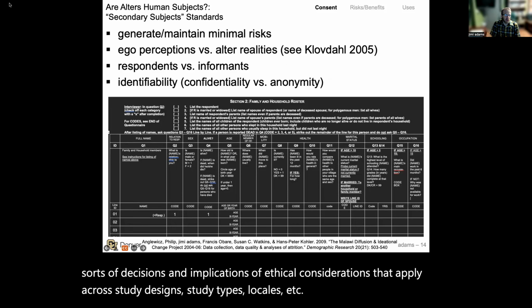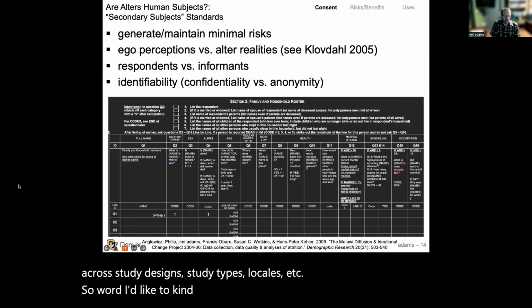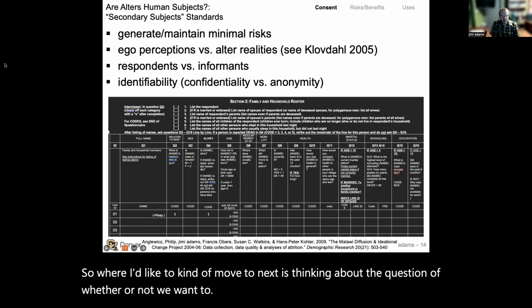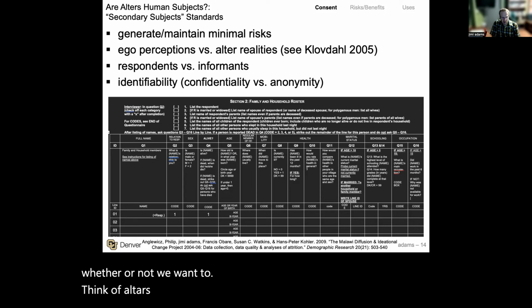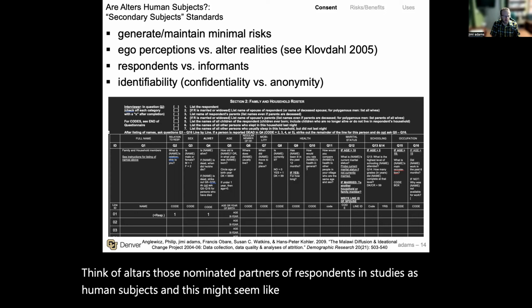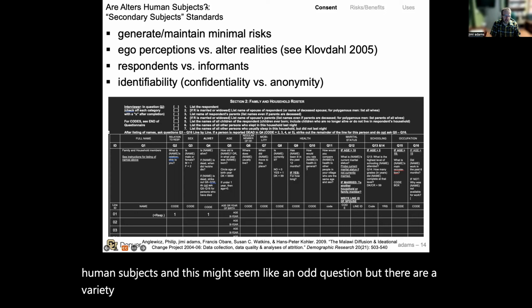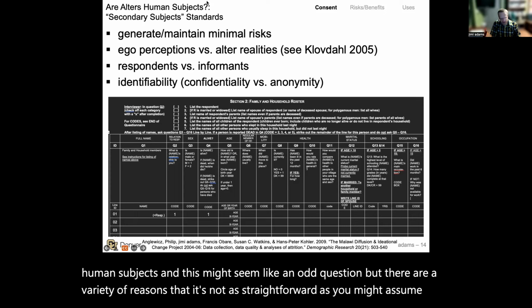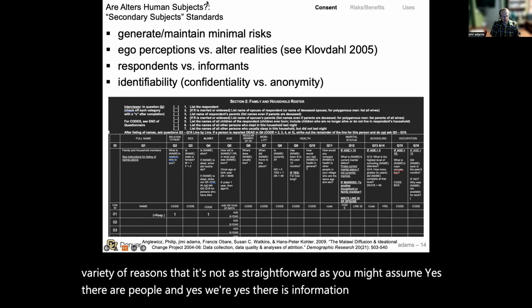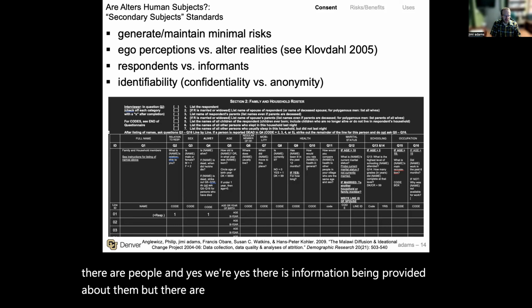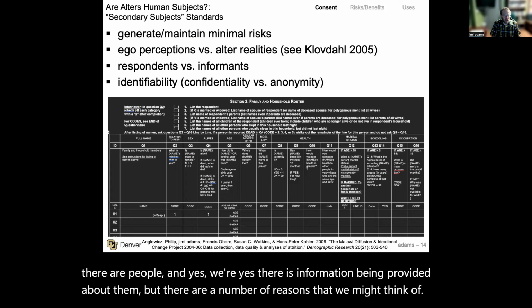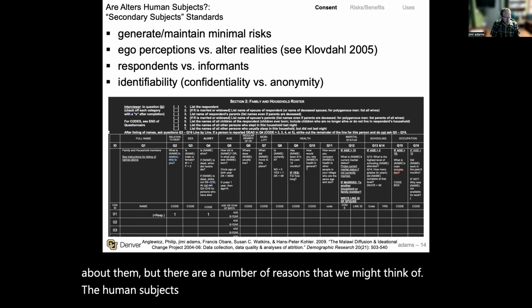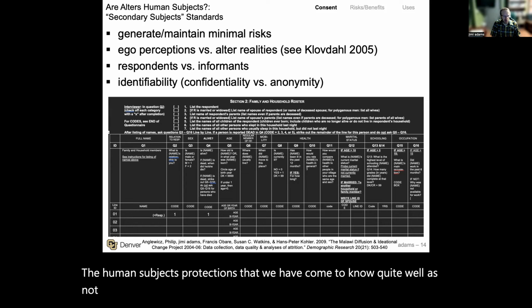So where I'd like to move to next is thinking about the question of whether or not we want to think of alters, those nominated partners of respondents in studies, as human subjects. And this might seem like an odd question, but there are a variety of reasons that it's not as straightforward as you might assume. Yes, they're people, and yes, there's information being provided about them, but there are a number of reasons that we might think of the human subjects protections that we have come to know quite well as not necessarily applying to these alters.